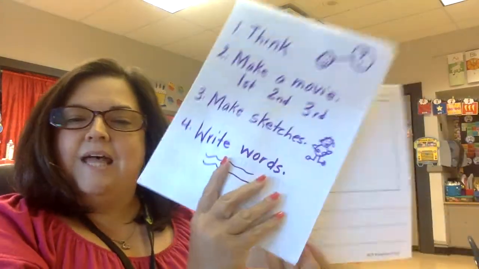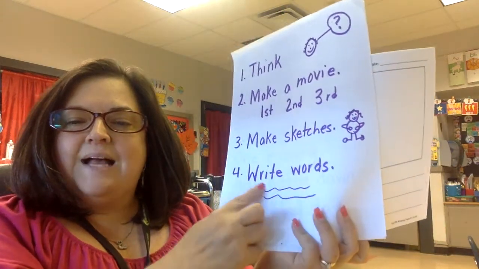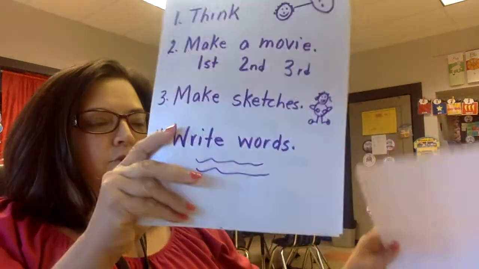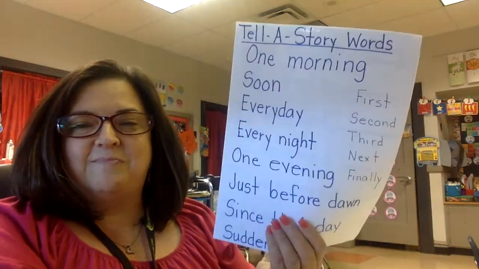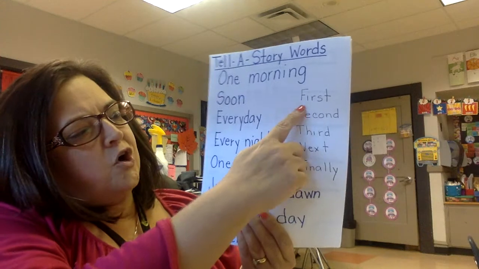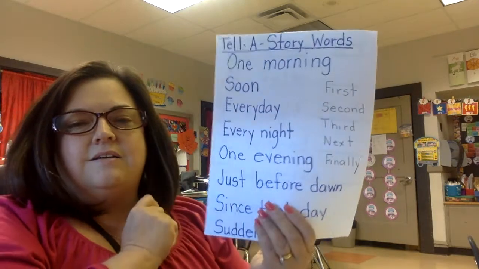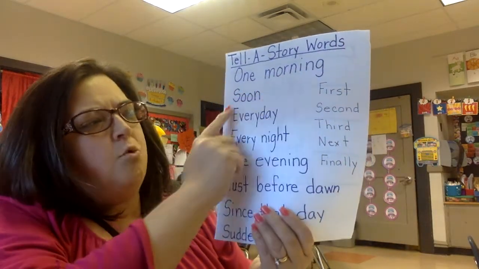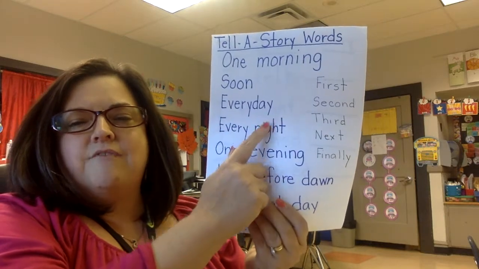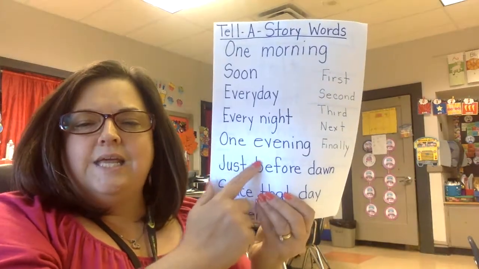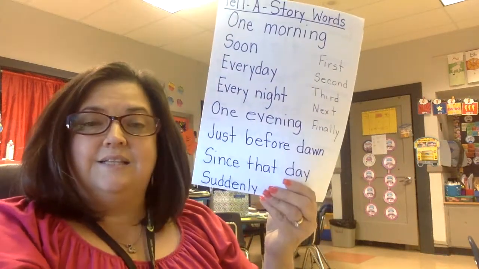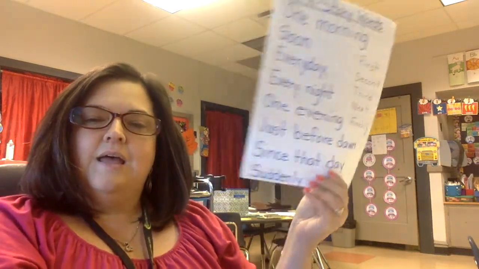Then after you make your sketches, you do the next thing. You go back and write your words. Now, when you're writing your words, there's some things to think about, aren't there? One thing you can think about is the story words that we talked about. You can use words like first, second, third, next, finally. You can tell about when it's happening: one morning, soon, every day, every night, one evening. Words like that, suddenly, all of a sudden, okay? You think about adding story words to your writing.